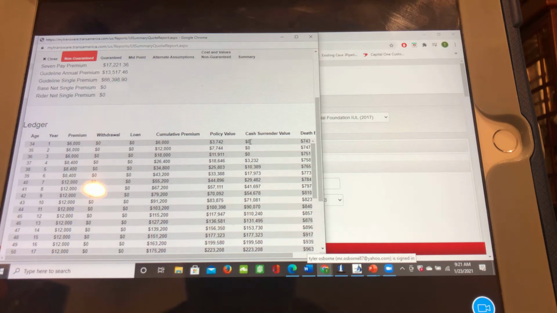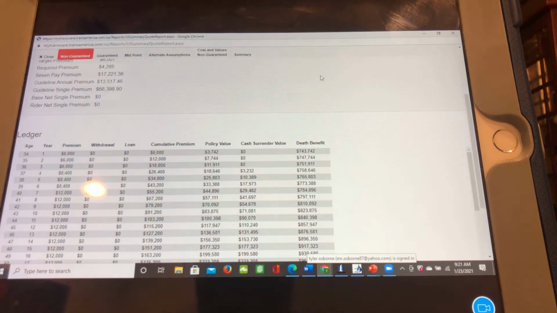Hey, Tyler, can you blow that screen up because it cuts off the death benefit? The one that you're showing right now, with the cash. Yeah, there we go. Thank you.